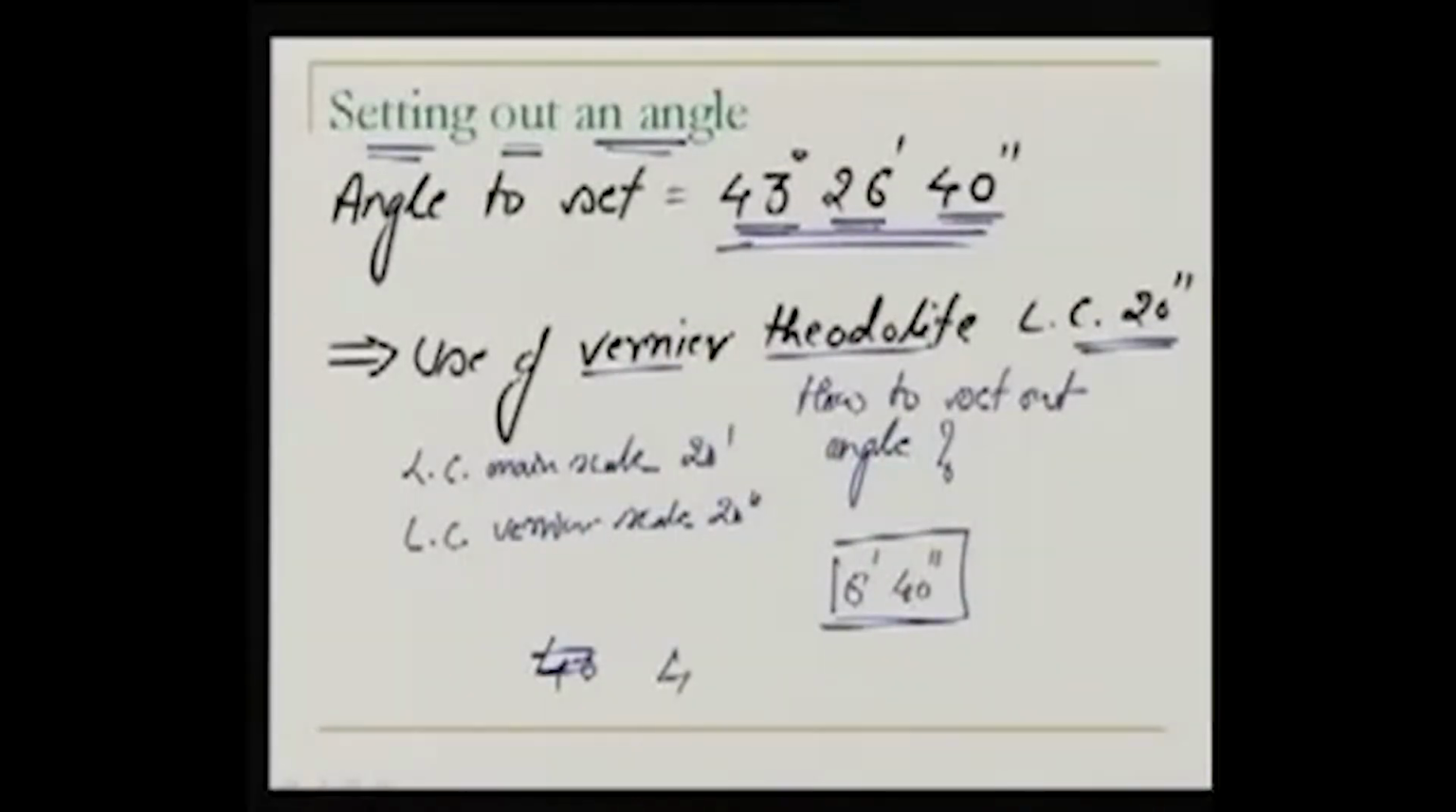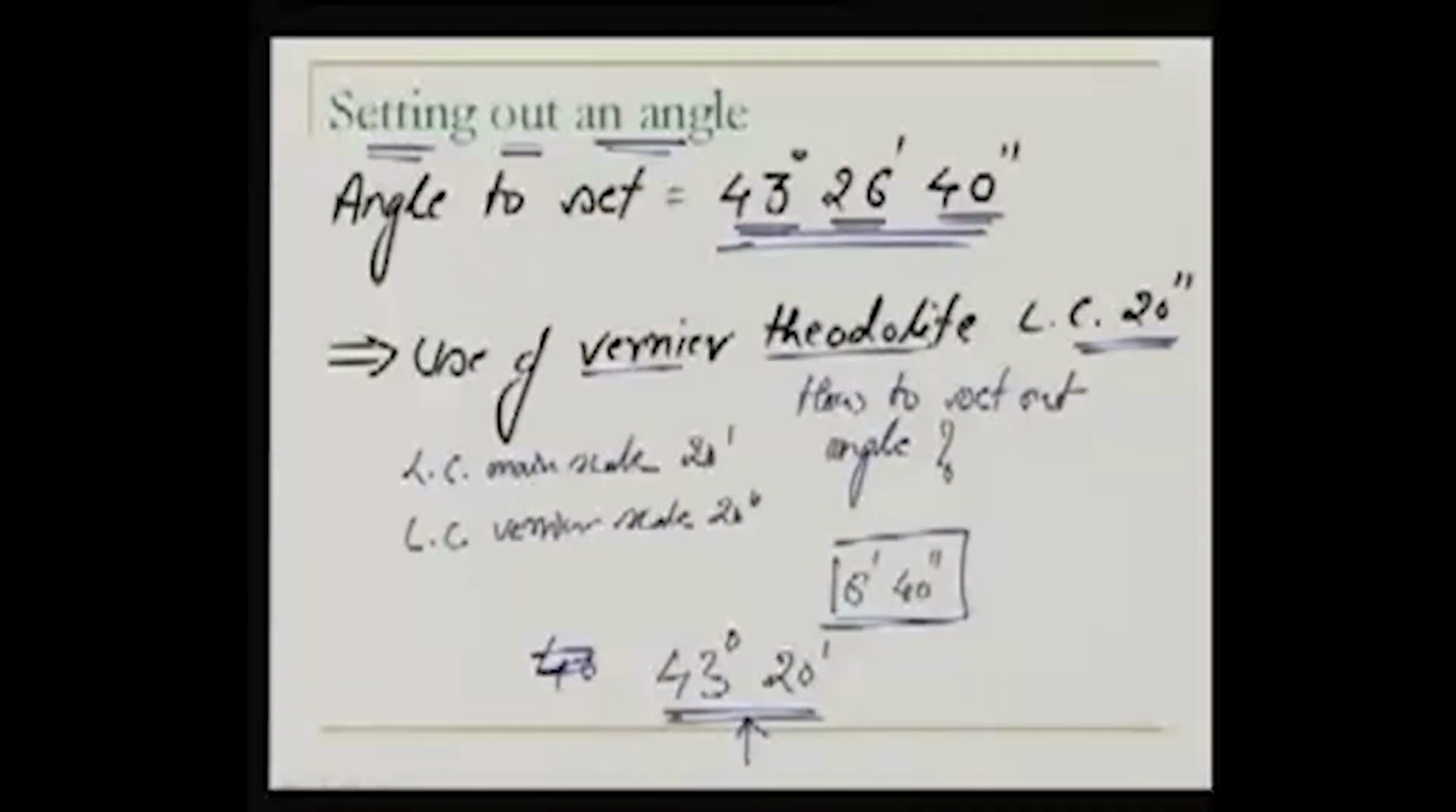Now what we do next, for the rest of the angle, that is 43 degrees and 20 minutes, we rotate our telescope, because the 6 minutes and 40 seconds angle is already rotated. So now we rotate our telescope so that the angle on the main scale is 43 and 20. So the total angle that will be set out is 43 degrees, 26 minutes and 40 seconds.